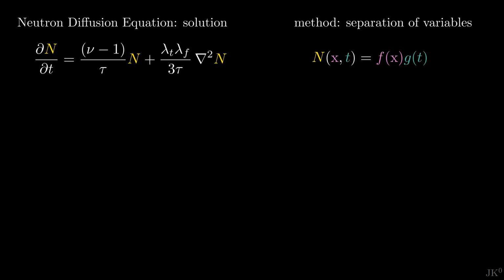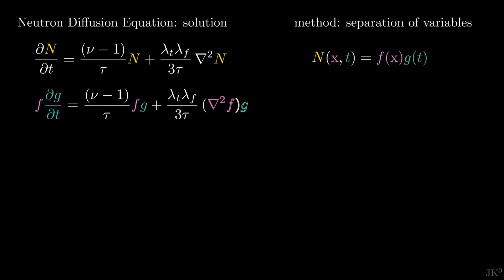In this method, we make the assumption that the function that we are looking for, the density n, can be written as the product of two independent functions. One is only a function of the spatial coordinates, x, and the other is only a function of time. And I have called these functions f and g. Now we replace this into the original equation, and we notice that on the left, the time derivative only acts on g, because f is independent of time. Similarly, on the right-hand side, the Laplacian operator, which only involves spatial coordinates, only acts on the function f, because g is only a function of time.